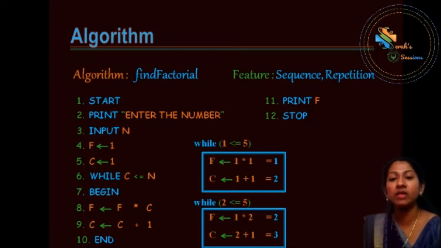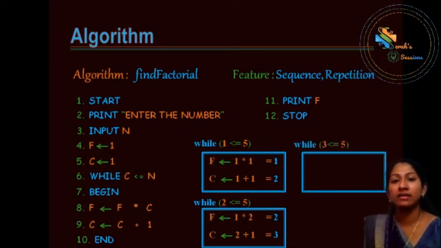Now we see the end statement. As soon as we see the end statement, the control gets back to line number 6, and that is while, where you will check the new counter value against the number for which we have to find the factorial, and that is 3 less than or equal to 5. Yes, the condition is true. 3 is less than or equal to 5. So what happens? The new f you will get as 2 into 3, and that is equal to 6. 6 is the new value of f. 2 was the old value of f. 3 was the new counter value. Now the new counter value is calculated as 3 plus 1, and that is equal to 4. 4 is assigned to the counter value c.